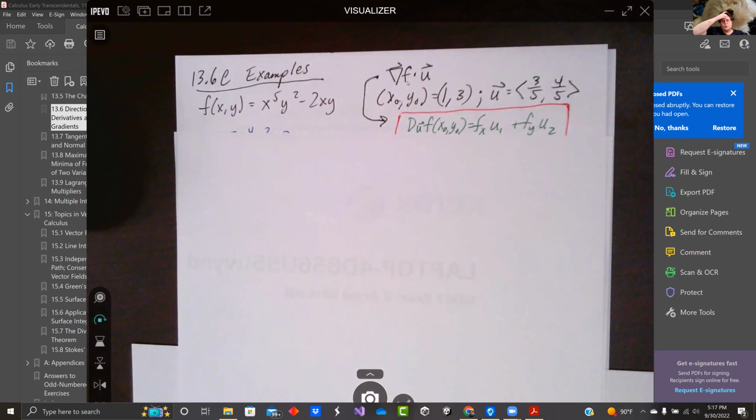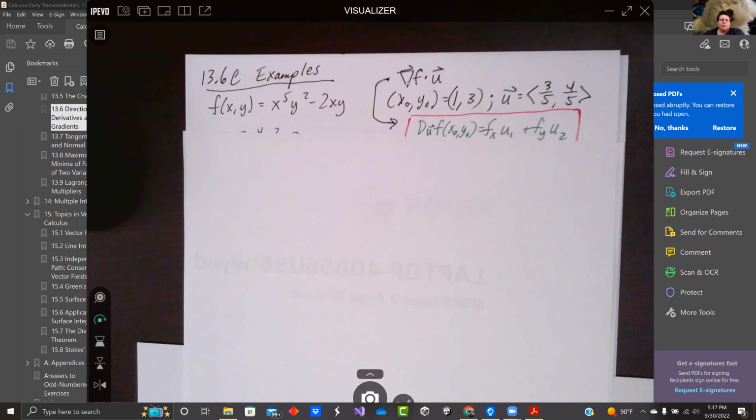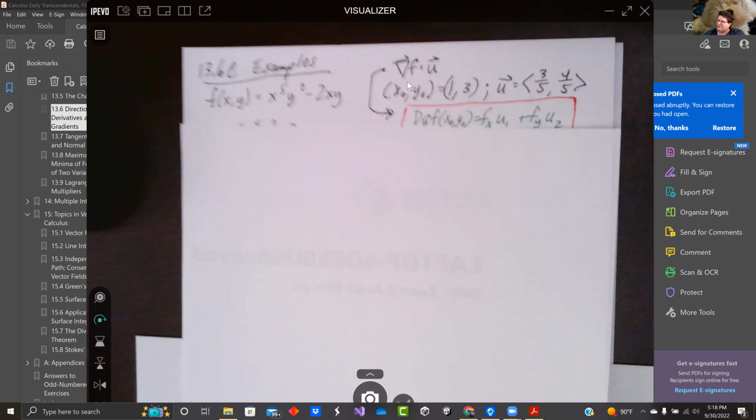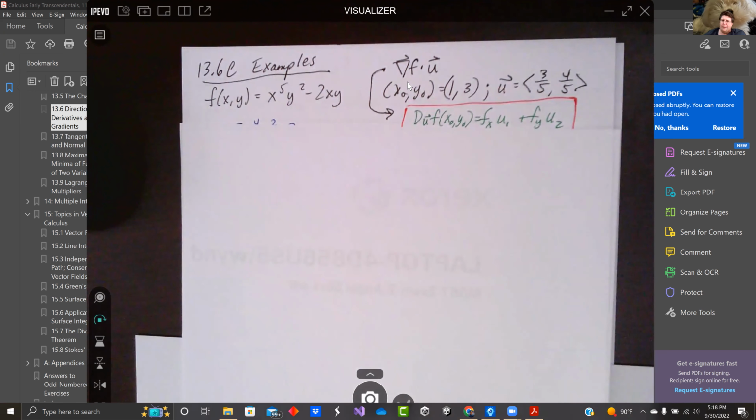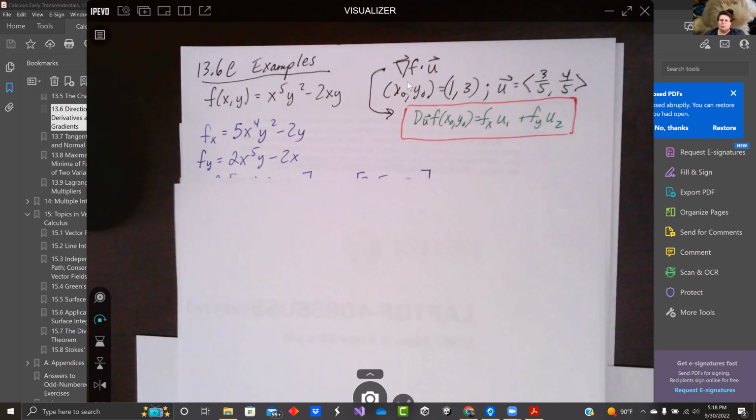We're going to start with f(x,y) equals x to the 5th power y squared minus 2xy. We will find the directional derivative in the direction of 3/5, 4/5, and we will do this at the point (1, 3) for this function. So I wrote this in a box just so we'd have it there as a reminder what we're doing. We need to find the partial of f with respect to x and y, and then do some evaluating.